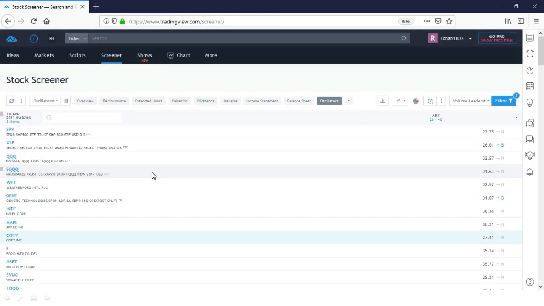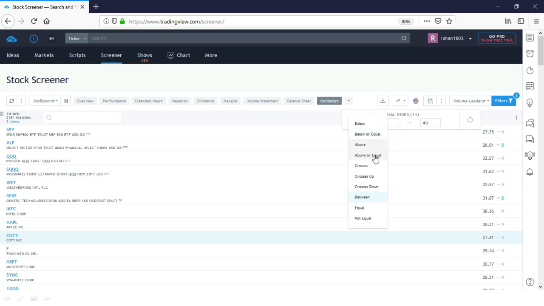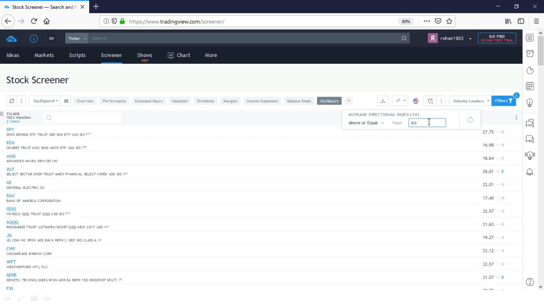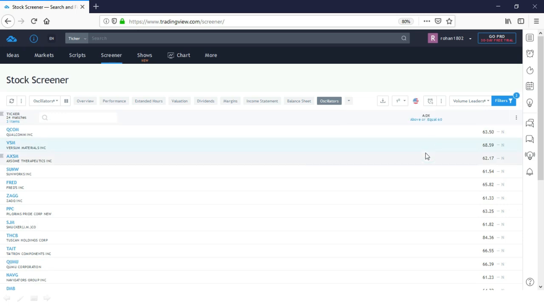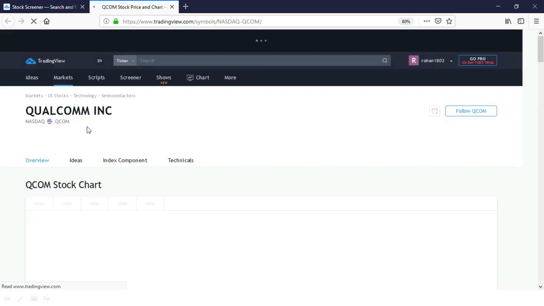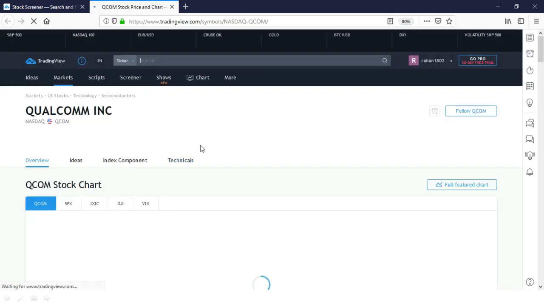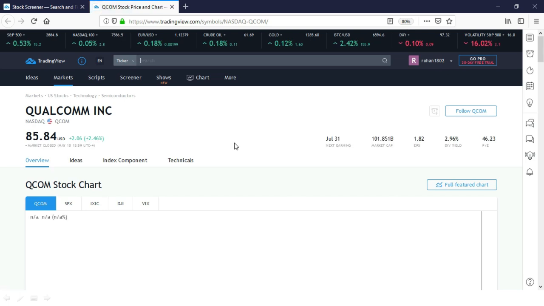Now we get stocks which are at an exhaust or extreme level, which creates a very big deviation between the average and the price, and we can easily identify them with the help of the ADX. If the ADX is above or equal to say 60, we can easily identify the stocks. I think 24 stocks create an ADX above 60. So we use Qualcomm, that is QCOM, and we can easily identify the stock which creates a very steep rise or a very steep fall.